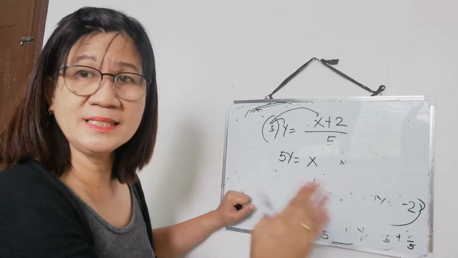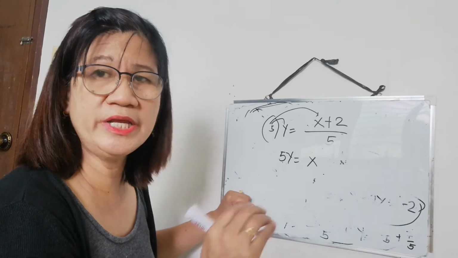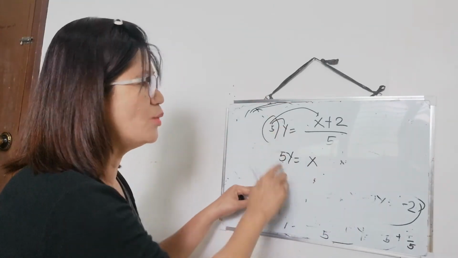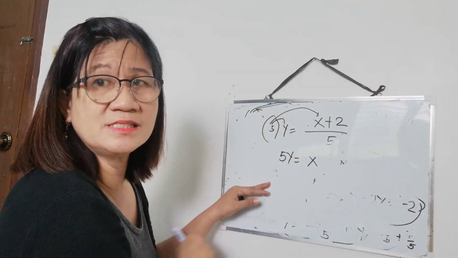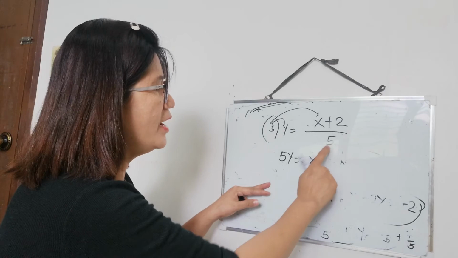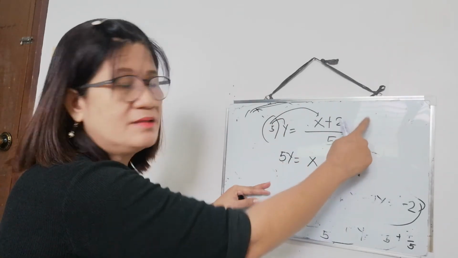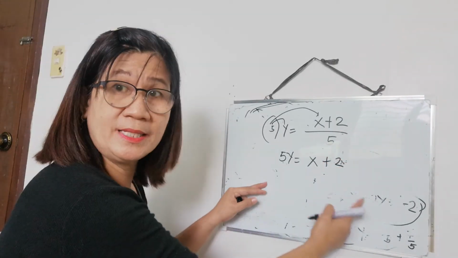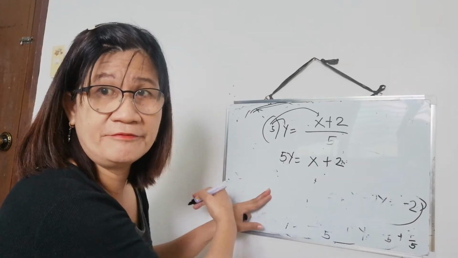Again, bakit tayo nag-multiply ng 5? In order to eliminate the denominator. So, 5 times y is 5y. 5 times x is 5x. 5x divided by 5 is x. 5 times 2, 10. Divided by 5 is 2. Pero hindi pa yan tapos, no? Kailangang lumipat ni x doon sa left.